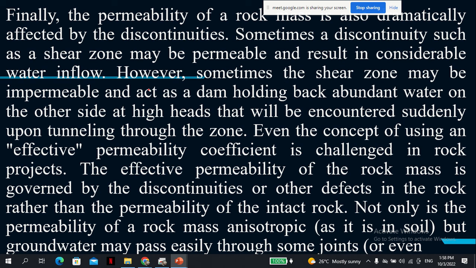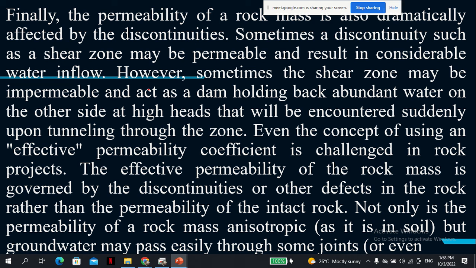Of course, when water flows through the cracks, they will continue to increase the level of cracking. Sometimes a discontinuity such as a shear zone may be permeable and result in considerable water inflow. However, sometimes the shear zone may be impermeable and acts as a dam holding back abundant water on the other side at high heads that will be encountered suddenly upon tunneling through the zone.